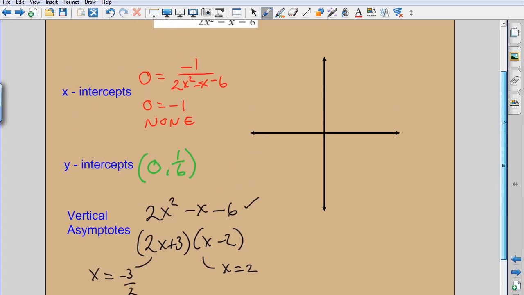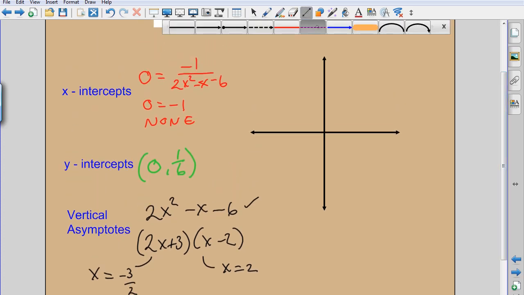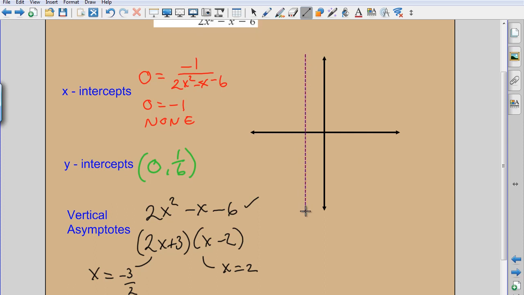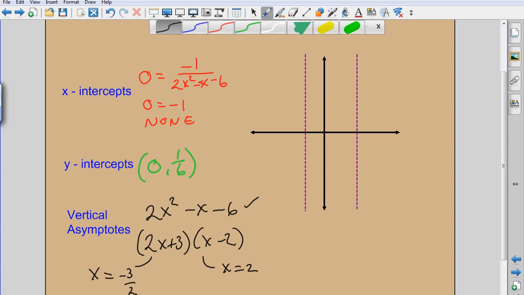So let's go back to our graph and place those vertical asymptotes. So there's one at x equals negative 1.5 or 3 over 2, and then there's one slightly to the right, a little farther away from the y-axis at x is equal to 2. So let's label both of those. X is equal to 2 and x is equal to negative 1.5 or negative 3 over 2.